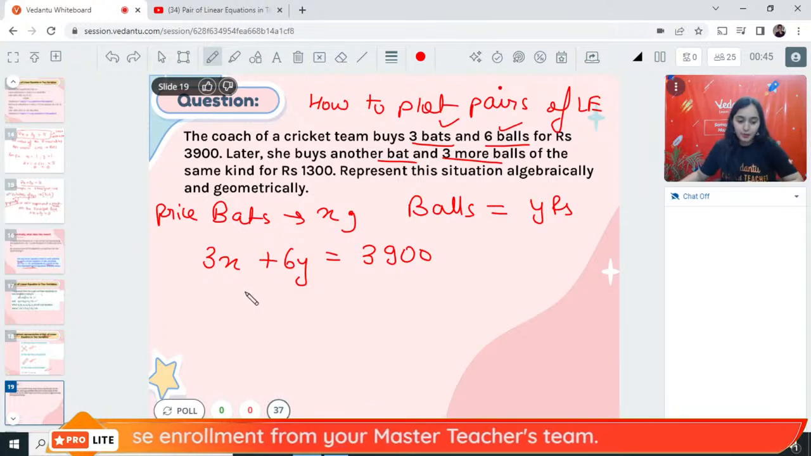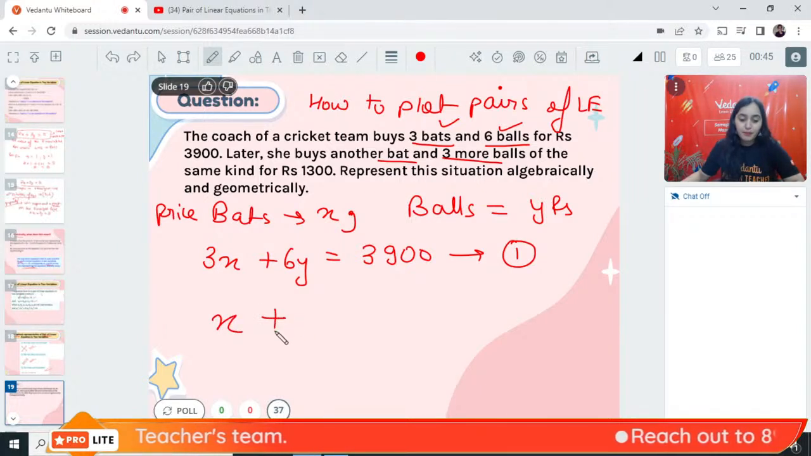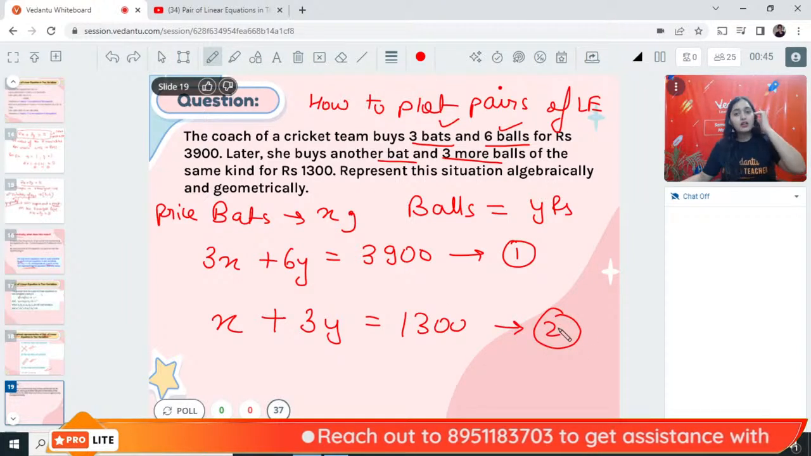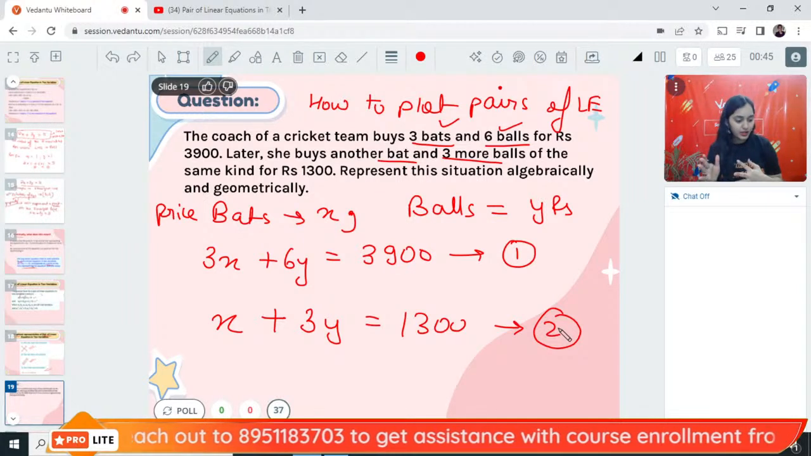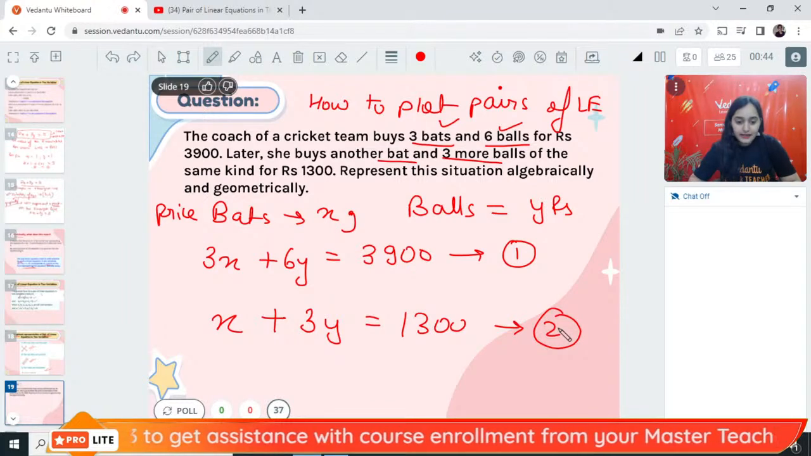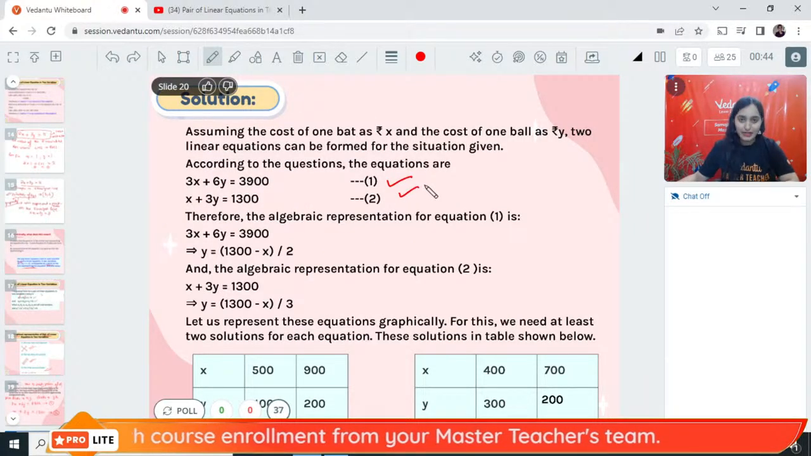for 1300 rupees. That means this is our equation number 1, and 1 bat plus 3 balls for 1300 is our equation number 2. Clear? Equation number 1, equation number 2. Okay? Yes. So, first of all, we have formed the two equations.